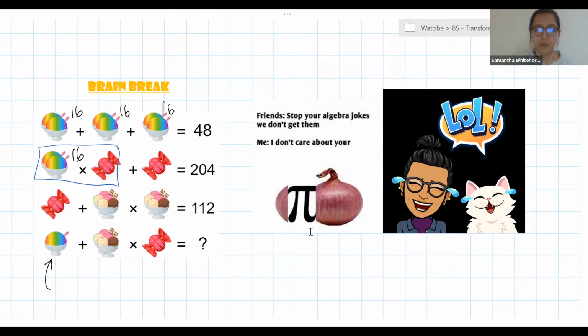Anyone want to try the sweets? Palesa, tell me. Ma'am, I think the sweets are 12. Good, well done. So guys, these sweets are actually 12 because 16 times 12 is 192. And then 192 plus 12 is 204. So each of those pairs of sweets is 12.